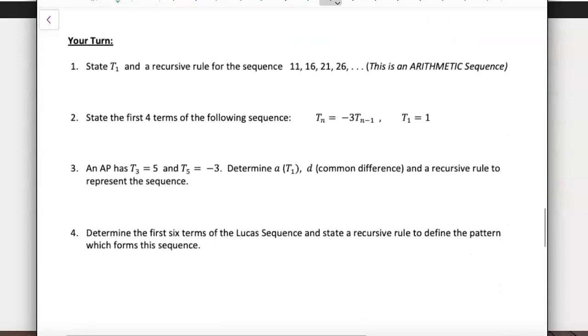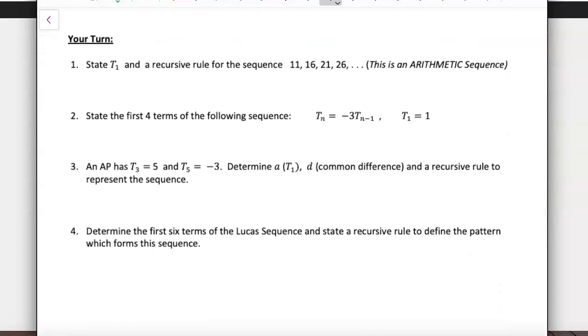So I've now got 4 questions for you to have a go at. I'd like you to pause the video and take a look at these and have a go at completing them, and then come back and check your solutions.